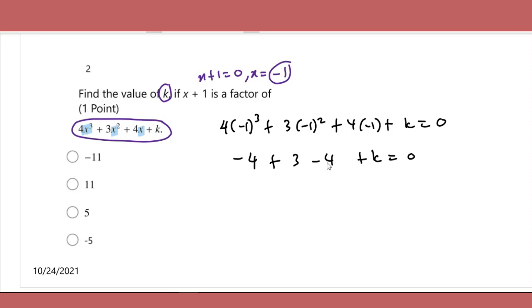Negative 8 plus 3, negative 5. Therefore k is equal to 5. K is equal to 5. So it's this one. Okay.